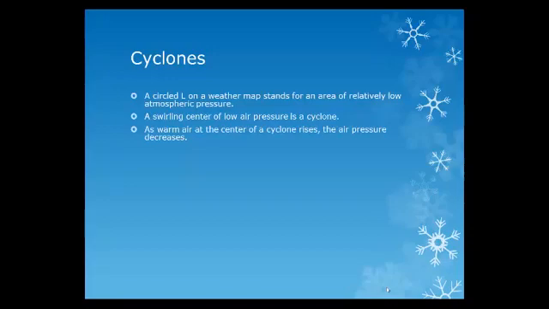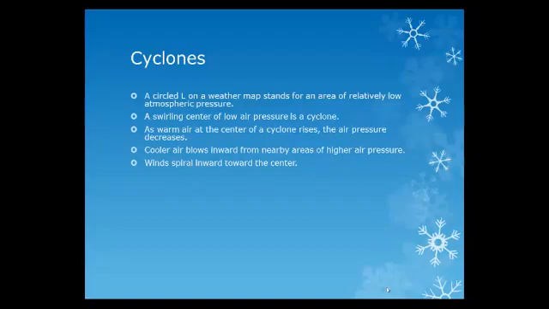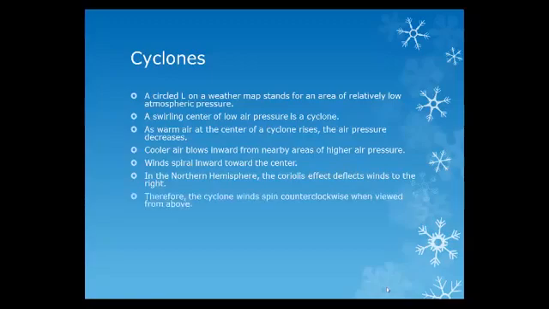As warm air in the center of a cyclone rises, it creates an immense area of low pressure. Cooler air from around the outside of that low pressure region comes in and blows into the central area. Winds spiral toward the center. In the northern hemisphere, the Coriolis effect causes a deflection of those winds. So in the northern hemisphere, cyclones spin counterclockwise when viewed from above.